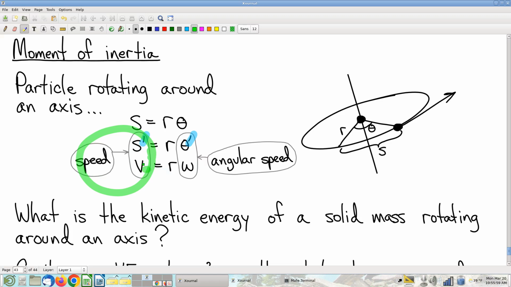So, what should we call this thing over here? It's not a time derivative of distance. It's a time derivative of angle. And so it's kind of like a speed in the sense that we're taking a derivative of something that's telling me where I am, right?